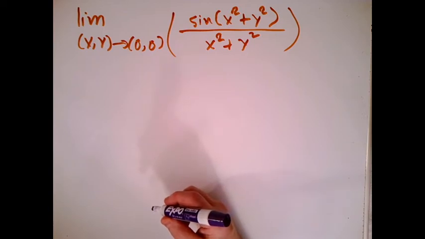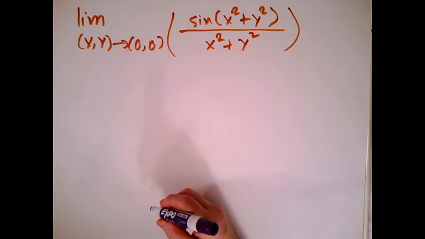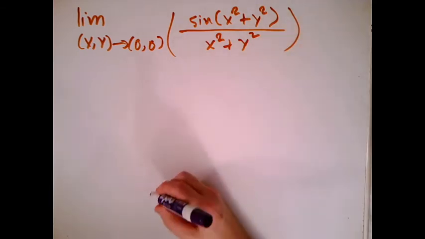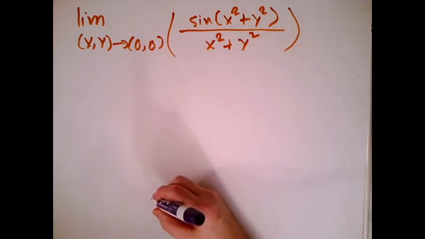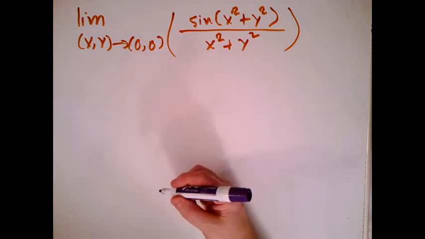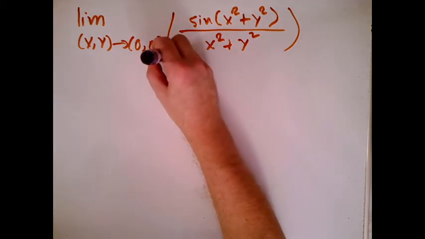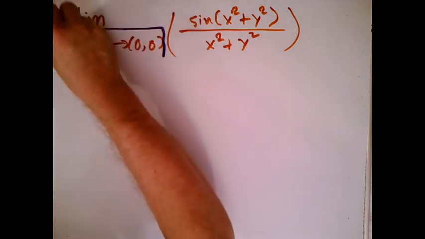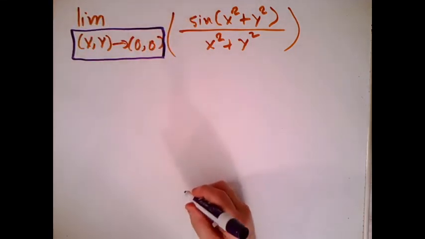There's not any nice algebra that I can do to cancel that x squared plus y squared, or really to change this in almost any way. I guess I could make a big mess of this by using trig identities, but that doesn't actually help with the limit, so I'm not even going to try it. This is what we're going to do. I'm going to rewrite this right here.